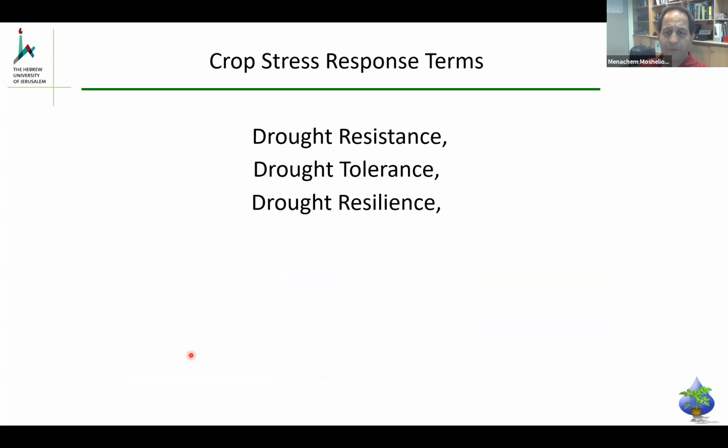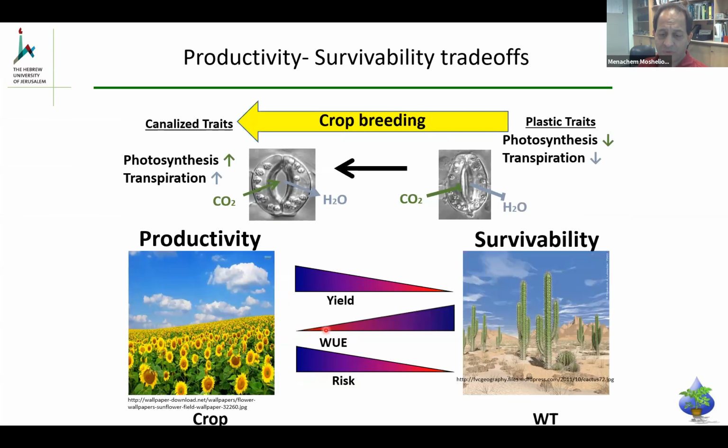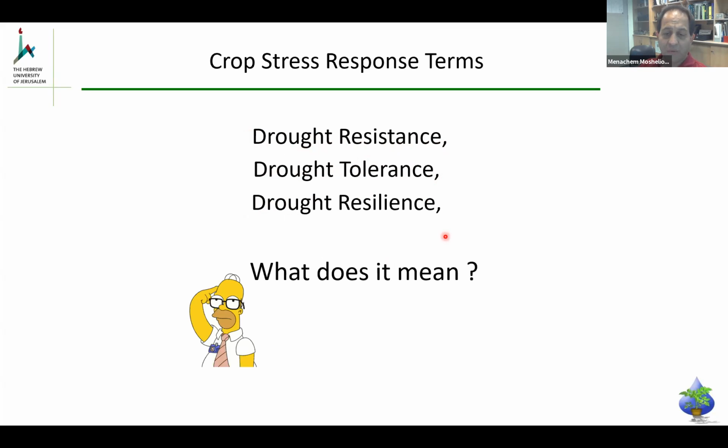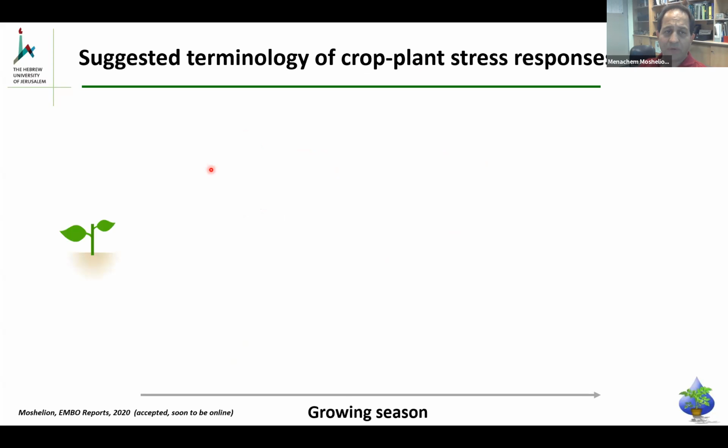So many scientists today try to improve this trade-off. I would say they try to push the plants to keep the high yield, but also to improve the water use efficiency toward this part. So you look in the literature and you find many definitions. We found drought resistant, drought tolerance, drought resilience. Now, what does this mean? So I would like to talk a bit about, or even suggest some terminology for this plant drought response.